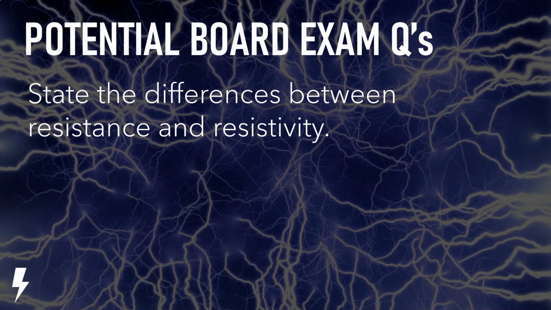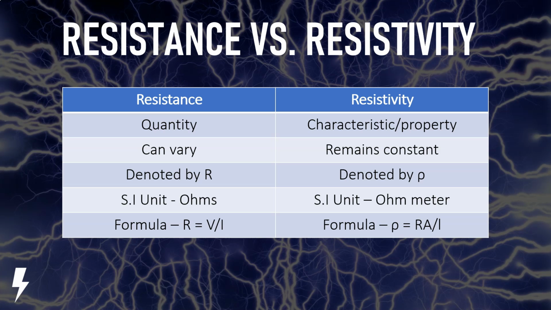So now let's look at a few potential board exam questions. Number 1. State the differences between resistance and resistivity. This question was actually on my school pre-board exam. And to answer that, we can just look back at our table here.